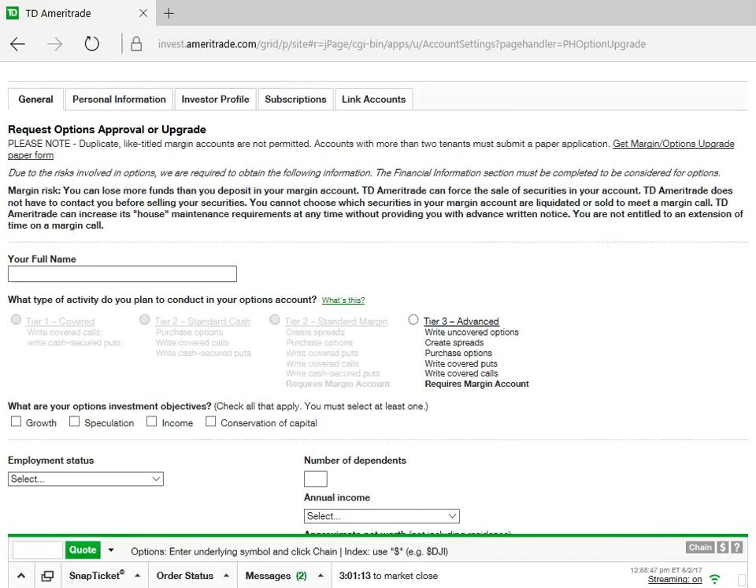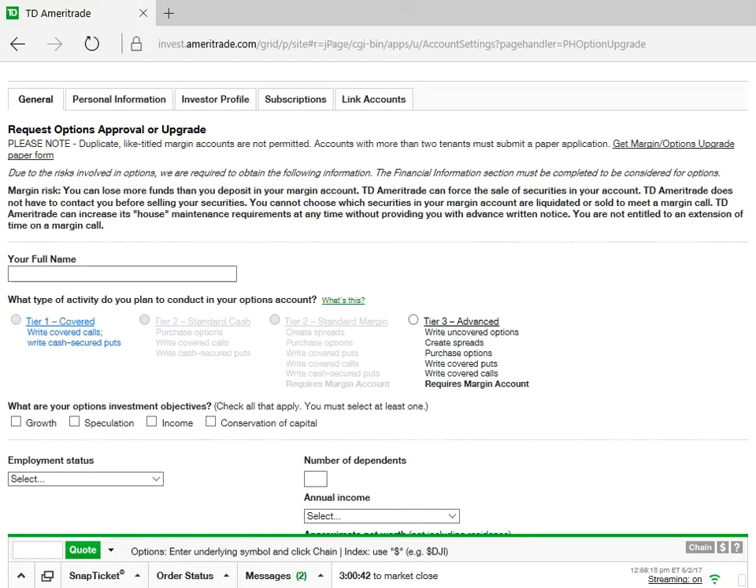And this one you'll notice is not even grayed out, and that's because I don't even have this level. It's the highest level. And the main difference here is you can write uncovered options. And when you write uncovered options, you're taking on some risk, and you could possibly get a margin call if you're not careful, because your options are uncovered. And I will explain more about that later when I do a video on that level. So in this video, we're going to start at level 1.